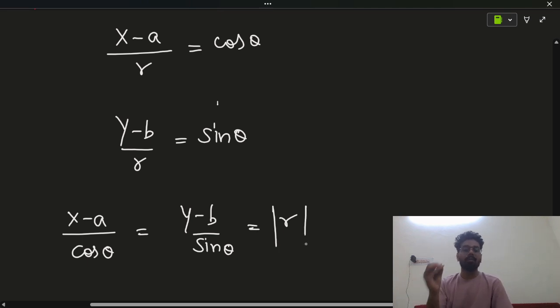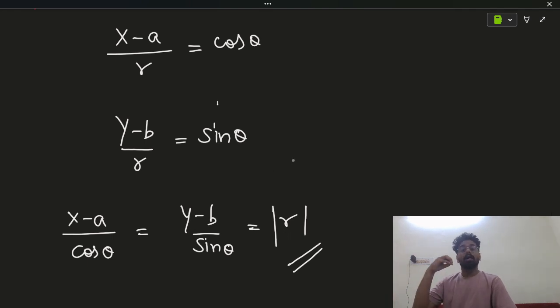Now this is the parametric form of a line. It is useful whenever the examiner wants to know a point which lies on the line at a distance of r from the given point a comma b. I hope it is clear, and theta is the angle of inclination of the line.